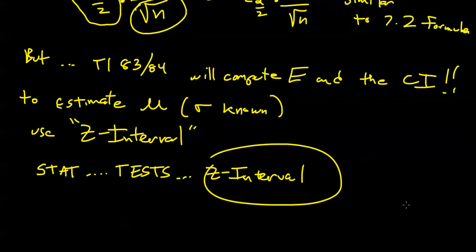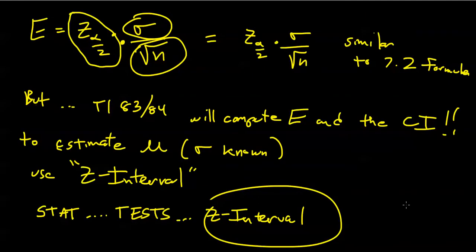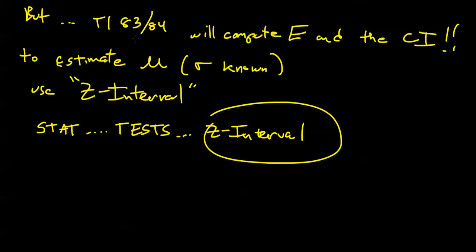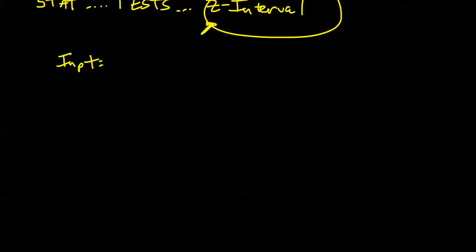Now remember, if you're approximating mu, estimating mu, remember this calculation ultimately depends on a z value that's computed upstream. Right? We point that out to make it a little easier to remember. You're going to use the z-interval operator. Alright. Basically, the z-interval operator on your calculator looks something like this.